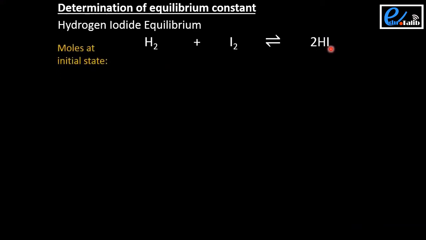First, it is the moles at the initial stage. Once again, the number of moles of hydrogen is unknown, so we have to put a variable here. It is A moles. For the iodine, it is B moles. And since the reaction has not proceeded, the product must be 0.